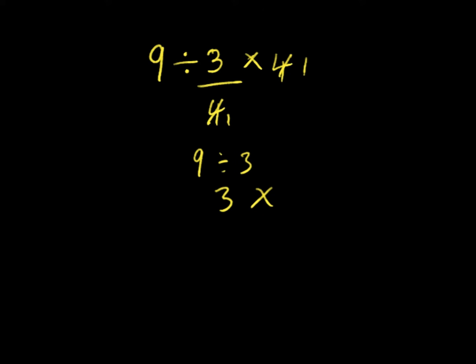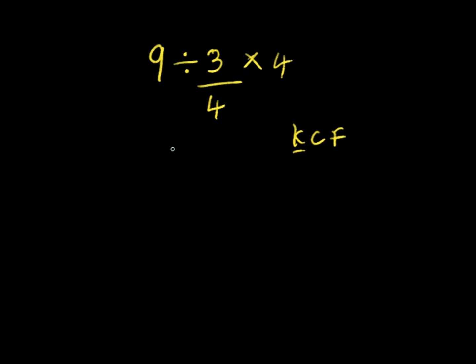Let's solve the right answer to this expression. We are going to solve 9 divided by 3 over 4 first. We are going to apply the rule of KCF here. K stands for keep, so we keep 9. Then C stands for change. We change our division to multiplication. Then F stands for flip. We flip it to 4 over 3. Then multiply by 4.